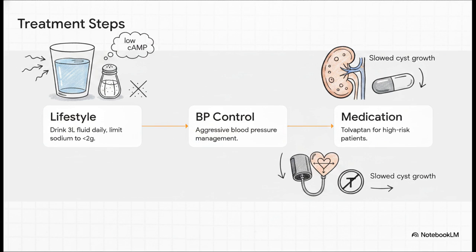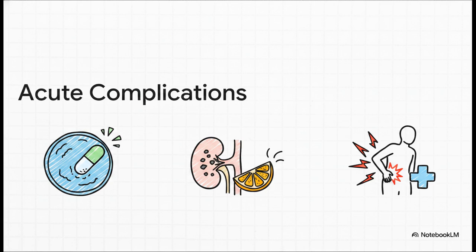Then, for those patients classified as high risk by the Mayo imaging criteria, we can bring in tolvaptan. This is a groundbreaking V2 receptor antagonist that directly blocks the vasopressin receptors, literally slowing down cyst growth at the cellular level. Of course, we also have to be ready to aggressively manage acute complications.